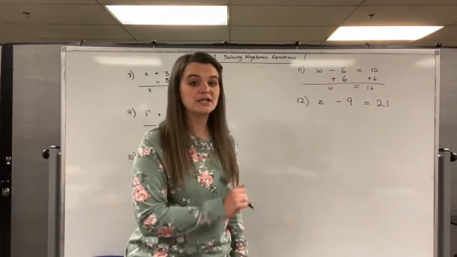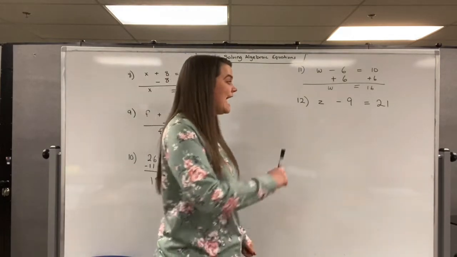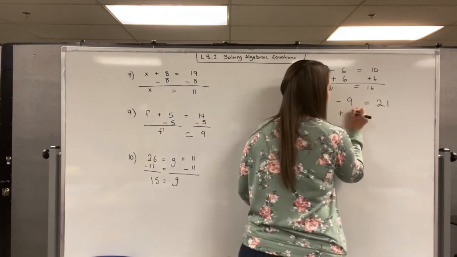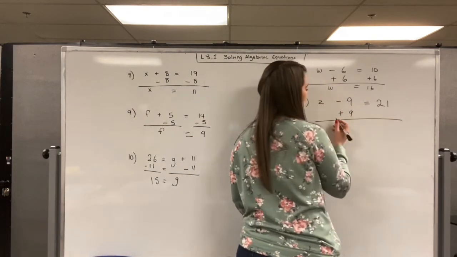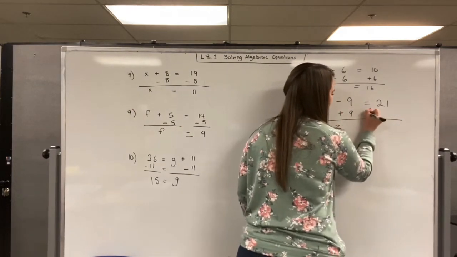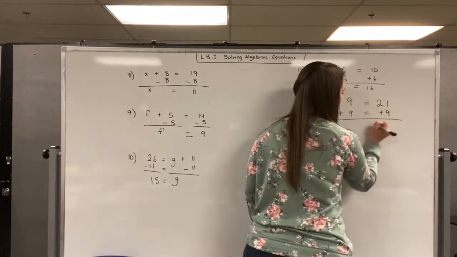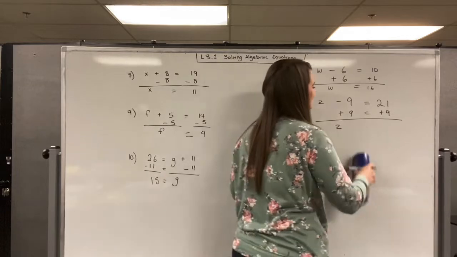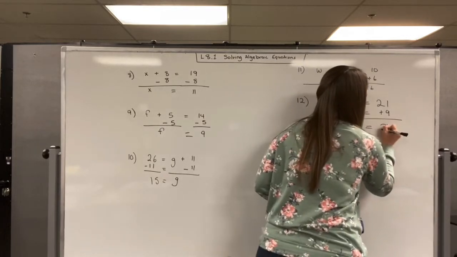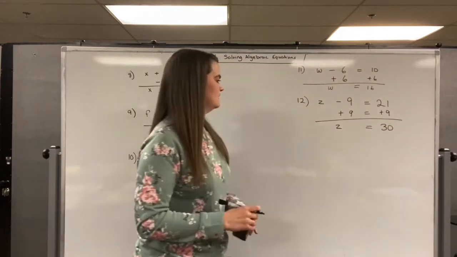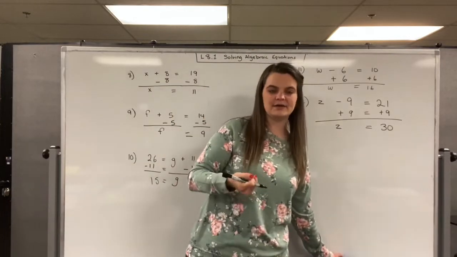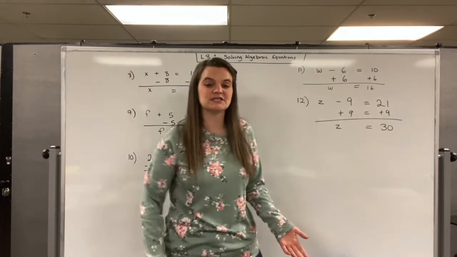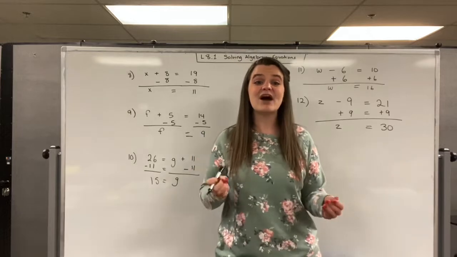Number 12, Z minus 9 equals 21. We were 9 below 0 on the number line, so we need to add 9 plus 9. Those cancel each other out. We get 0. Z equals, we're going to plus 9 over here. Oops, we're not adding 9 down here. Z equals 30.